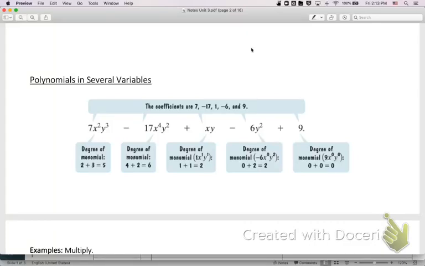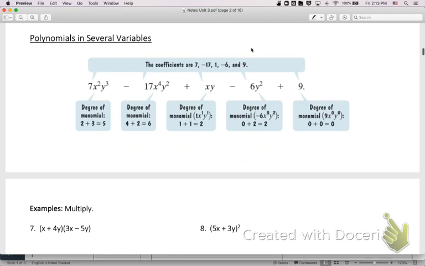Polynomials can have more than one variable in them, okay? Now, the way that you find the degree of a polynomial that has more than one variable is you look at the sum of the powers in each term. So in the first term, I have a squared and a third power. Altogether, that comes out to be a total of a fifth degree term. The second term has a 4 and a 2, so that gives us 6 for our degree there.